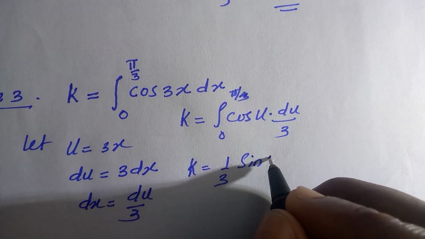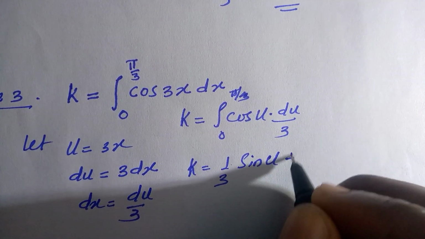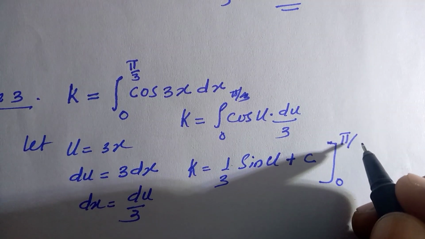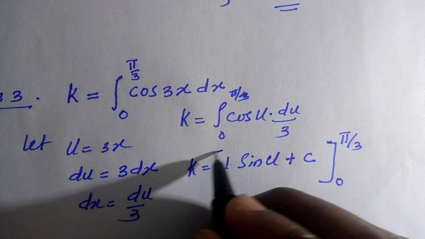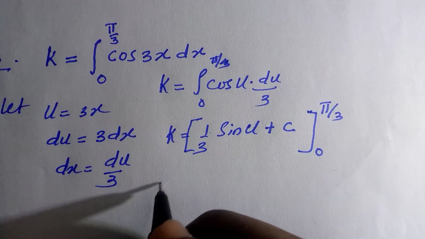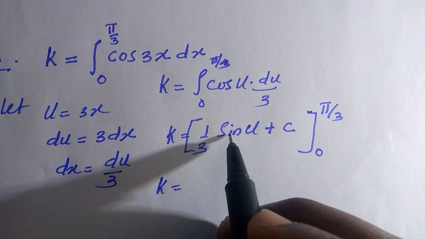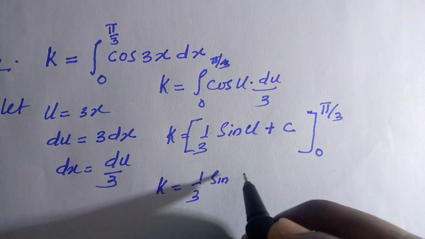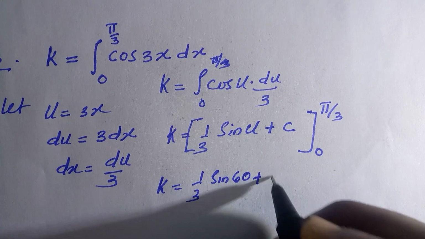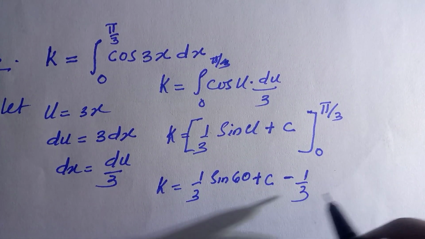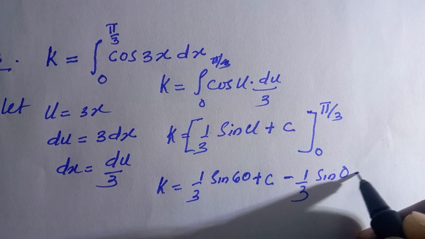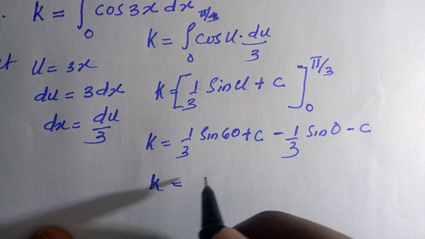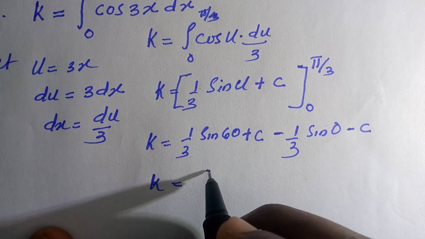If you integrate cos u, that is sine u, then don't forget to have the constant, and here is the definite integral from 0 to pi divided by 3. So the constant will soon go, all right, but let's see how it will go. So we are going to take the limit of the upper and the lower, that is the upper minus the lower, at u equals pi divided by 3. We are going to have 60 degrees, all right, plus this minus 1 over 3 sine of 0, and minus c as well.